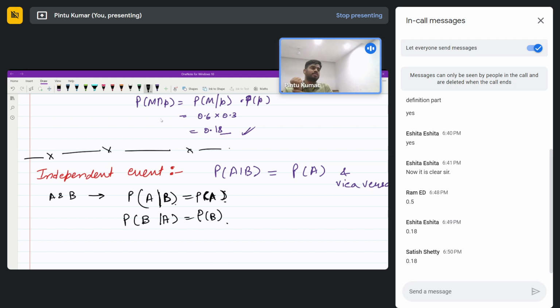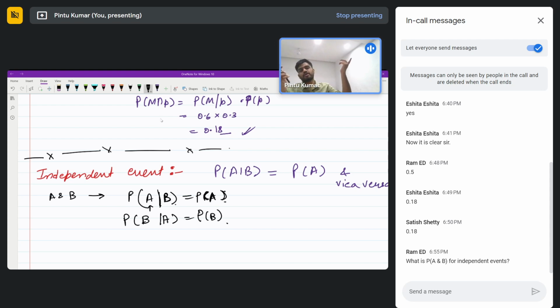For example, let's say there are two cities, Mumbai and Delhi. If somebody says that it is raining in Delhi and wants you to infer the probability of it raining in Mumbai, then because these two events are not related, the probability of it raining in Mumbai won't be affected by the event that it is raining in Delhi. So these events become independent of each other.